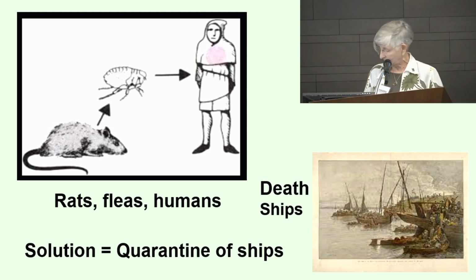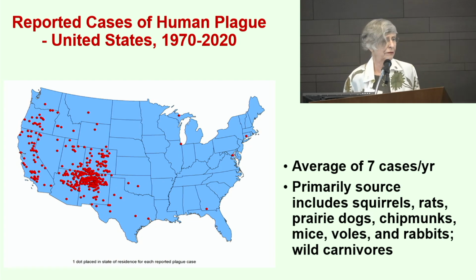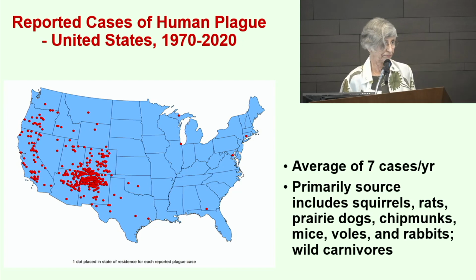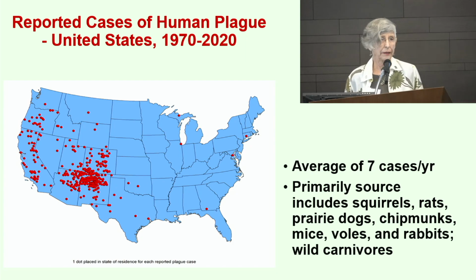Okay? Now this one, we still have it. It's in the US, but we only have like 7 cases a year. And you notice the location of where it is. It's out west, and that's the reason because it's in rodents. Everything from prairie dogs, squirrels, rats, voles, and then anything that eats them. So we do have cases of it, but it's typically more in scientists who are working with these animals to study those populations.